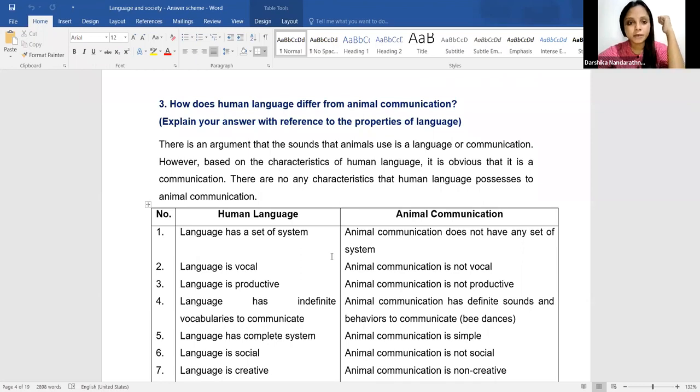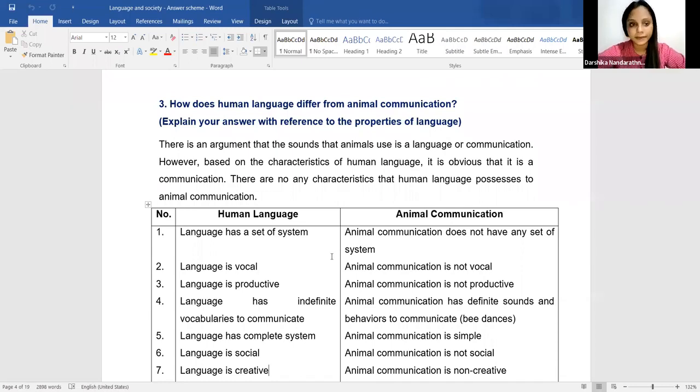How does human language differ from animal communication?